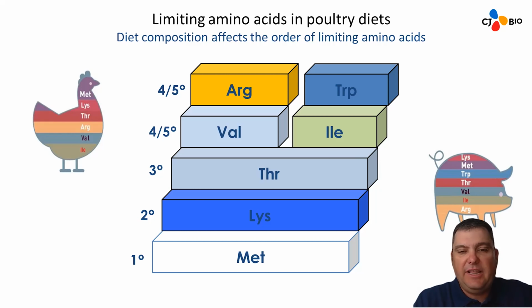So understanding that order of limitation is extremely important, because as you add additional amino acids into the diet, we need to have a very good understanding of what the requirements and the nutrient specifications of the additional lower amino acids are, so that we don't create a situation where we potentially have a deficiency due to having a lower nutrient spec than necessary.